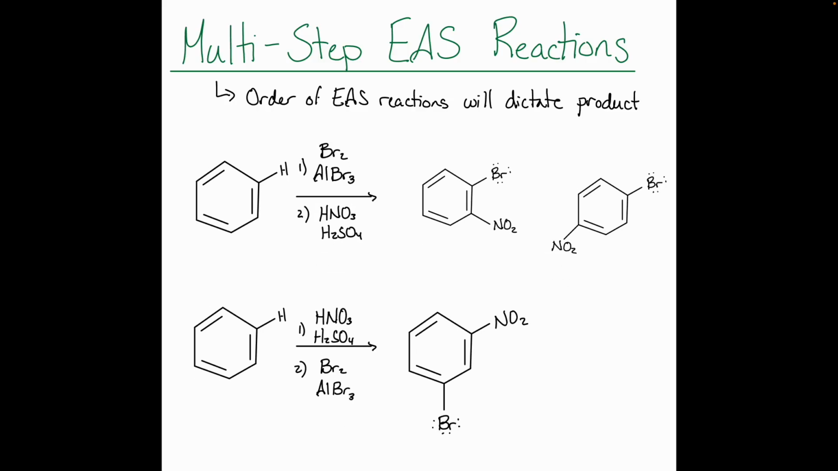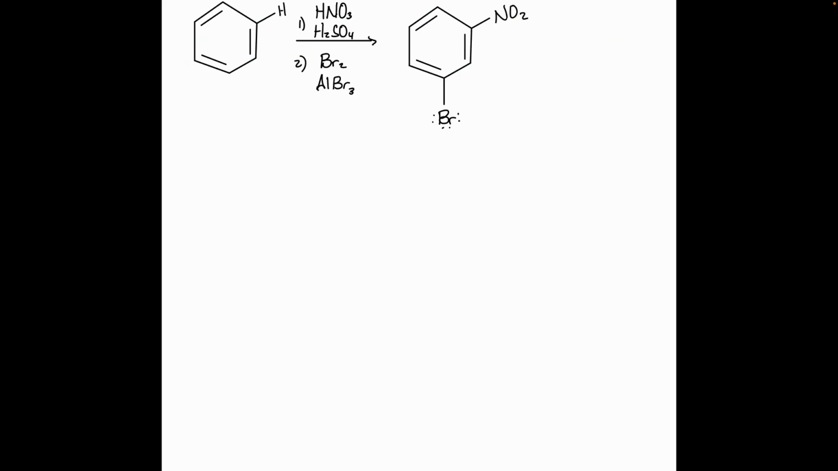Okay? So you're just trusting me here on these products. We haven't gotten to why this is yet, being able to predict this ourselves. But this is my point I'm trying to make here. We're going to be doing these multi-step electrophilic aromatic substitution reactions where we take those 6 reactions that we learned and we start mixing and matching them. All right? And what we're going to find is the order in which we do these reactions is going to dictate what our product is. All right? So why is that? Why did I get these 2 different products?